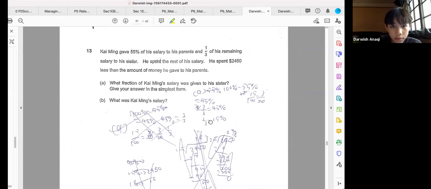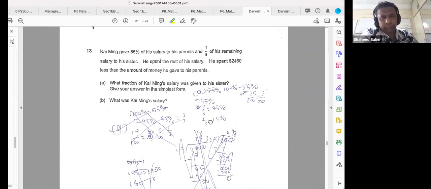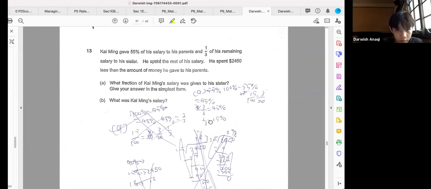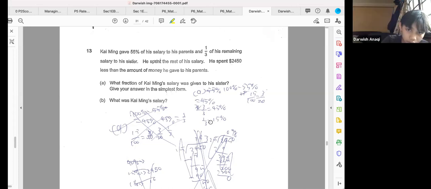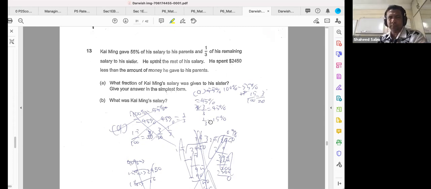Salary to his parents. Salary to his sister. Third salary is 15, to sister 30. 3% equals to 2%.